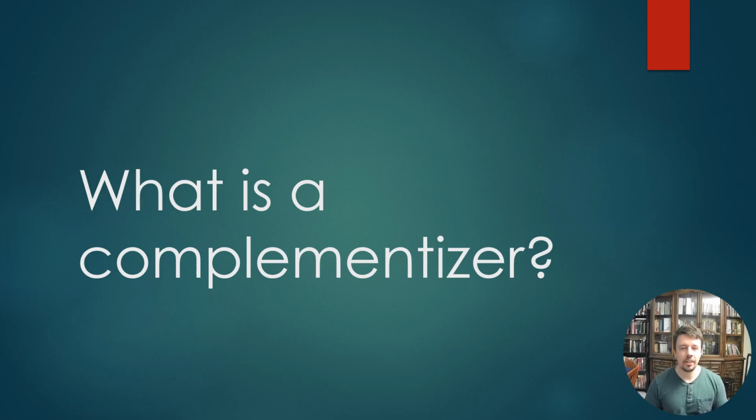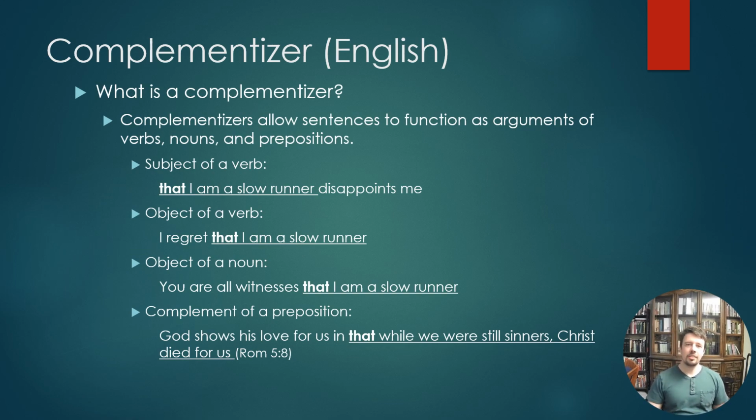What is a complementizer? A complementizer is a word that allows sentences to become objects or subjects of verbs, or objects of nouns, or complements of prepositions. Let's look at some examples in English.